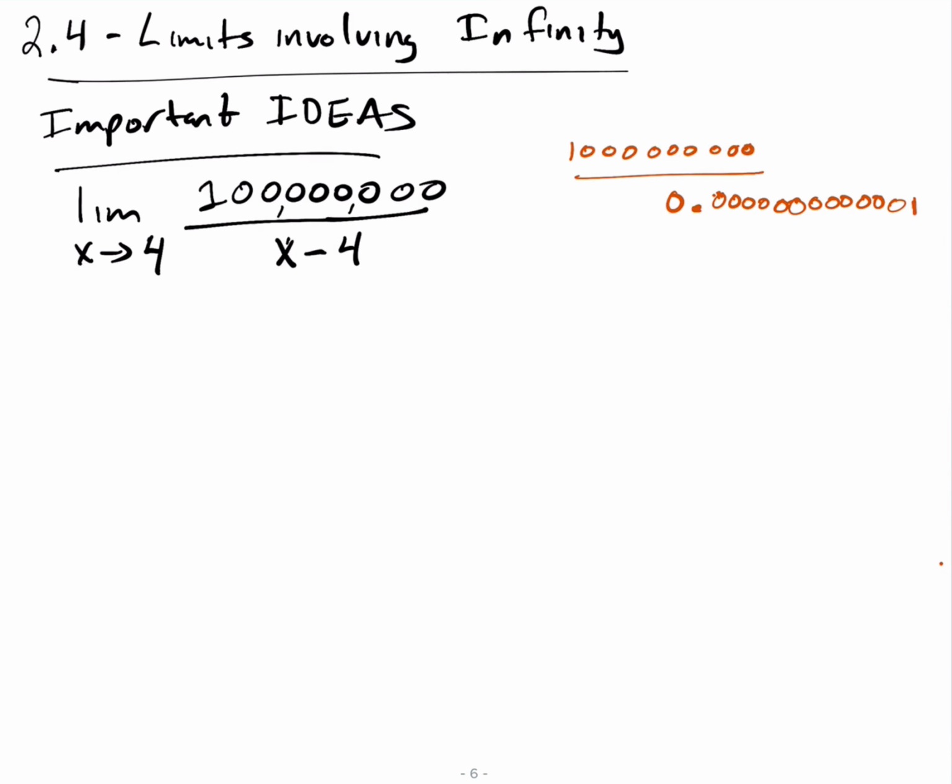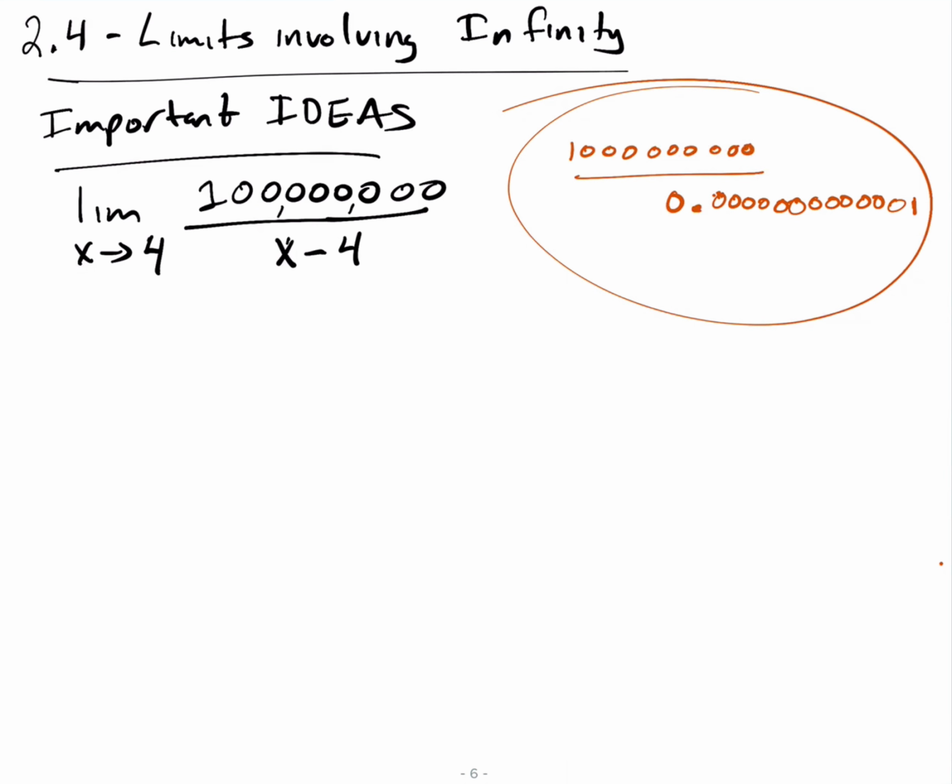So what's going on with this limit? Where is it going? To infinity. Almost. Negative infinity? Positive? Almost, yeah. So it's either going to positive infinity or it's going to negative infinity. One of the two. Does that make sense?